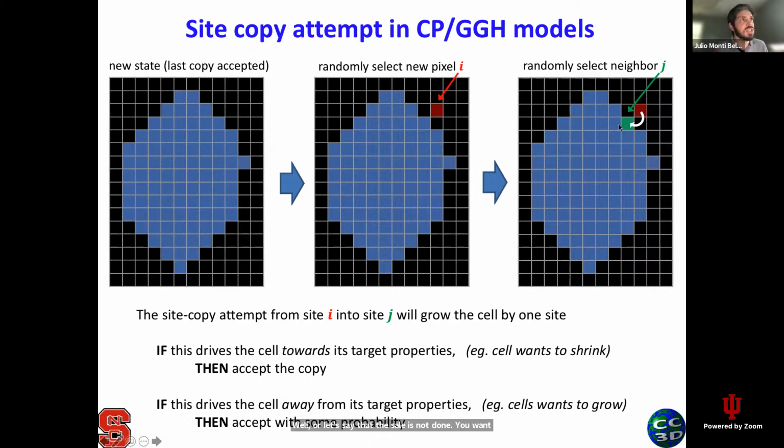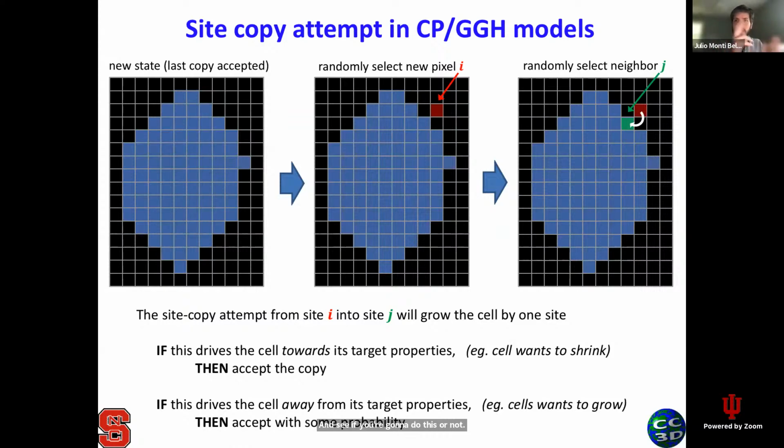Okay, so this is going to be a copy attempt that actually drives the cell away from its target behavior or its target property. So then again, you accept this with some kind of probability. You may accept or may not. You just have to flip the coin and see if you're going to do this or not. Okay, so basically this is how it works.